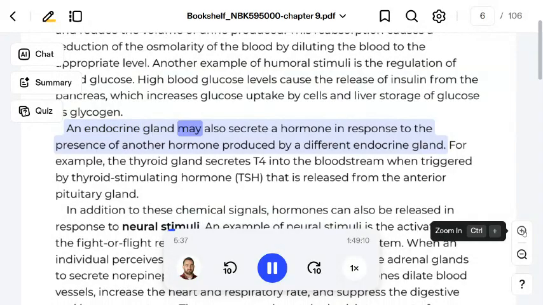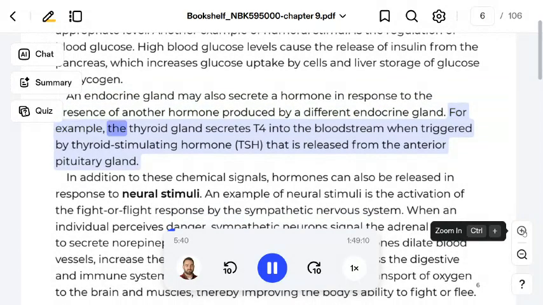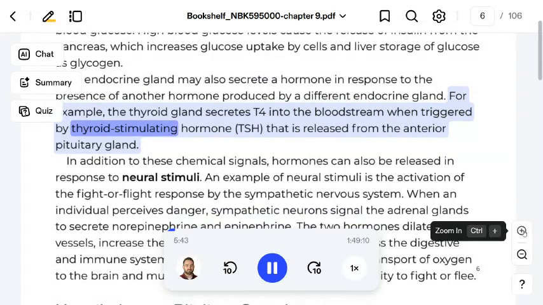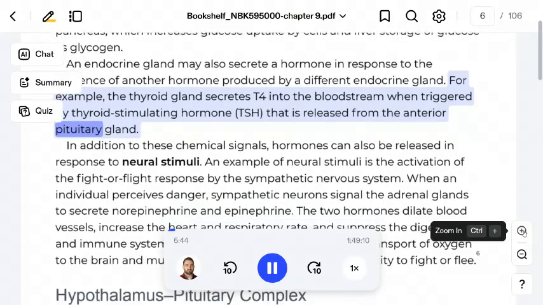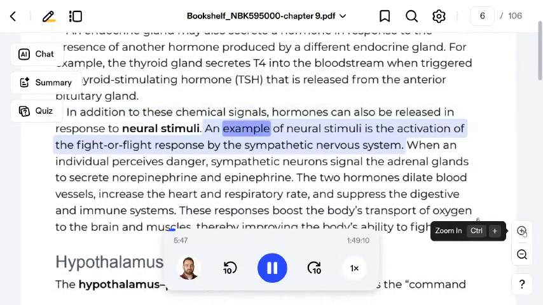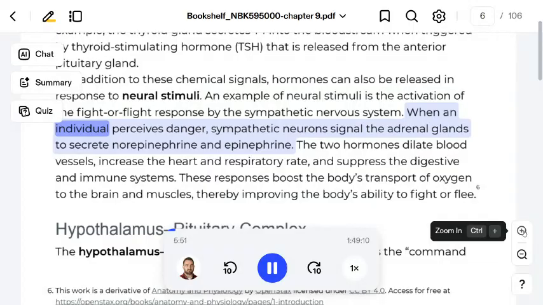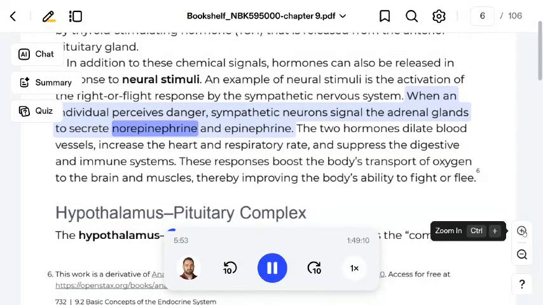An endocrine gland may also secrete a hormone in response to the presence of another hormone produced by a different endocrine gland. For example, the thyroid gland secretes T4 into the bloodstream when triggered by thyroid-stimulating hormone that is released from the anterior pituitary gland. In addition to these chemical signals, hormones can also be released in response to neural stimuli. An example of neural stimuli is the activation of the fight-or-flight response by the sympathetic nervous system. When an individual perceives danger, sympathetic neurons signal the adrenal glands to secrete norepinephrine and epinephrine.